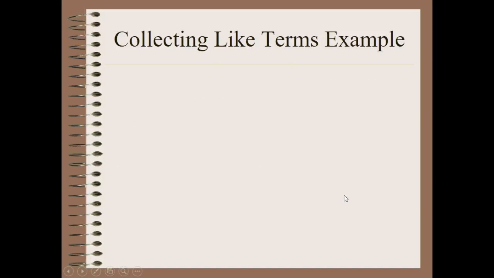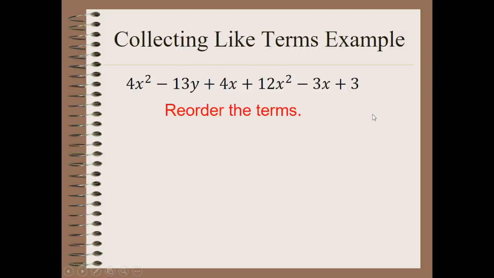Here's another example. Using that same method, we can use this big example to collect like terms. I'm going to reorder them. I'm going to put the 4x squared and the 12x squared together. I'm going to put the plus 4x and the minus 3x together. I'm going to put the minus 13y.